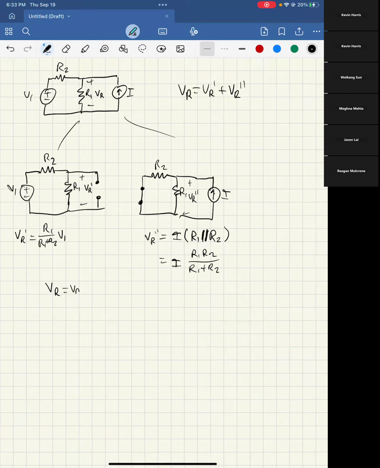So VR' plus VR'' equals R1 over R1 plus R2 times V1, plus R1 R2 over R1 plus R2 times I. And so that would be your final voltage. It'll be good.